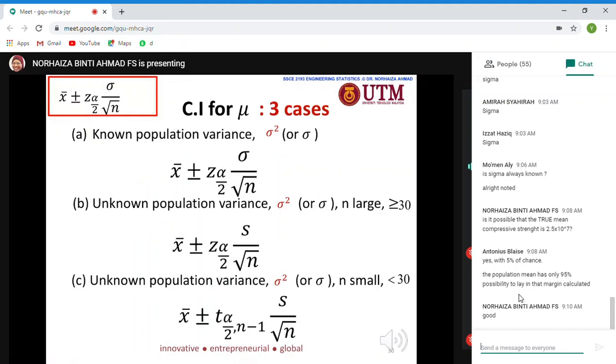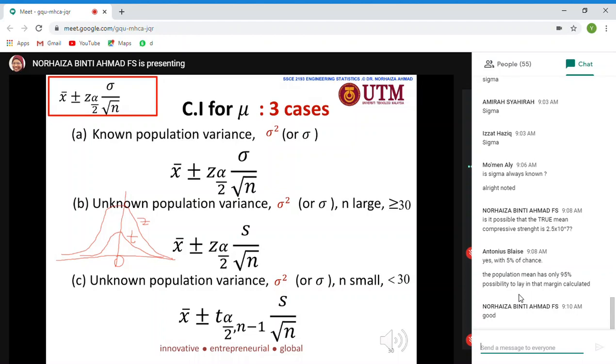Remember the difference between the Z distribution and the T distribution. This is a Z distribution. If this is your Z, your T, this is 0. A T distribution would have the same shape, but it's smaller. So this is a T distribution.